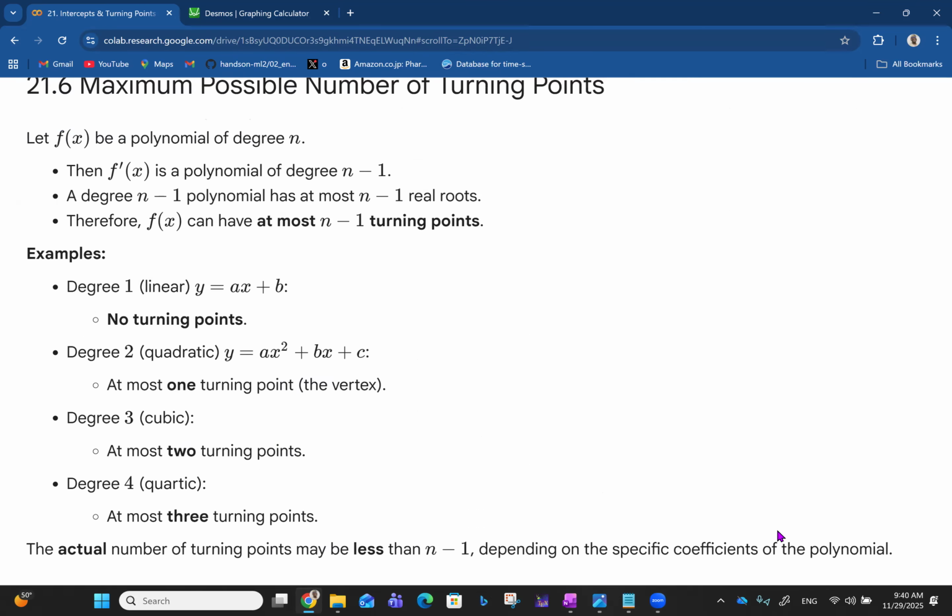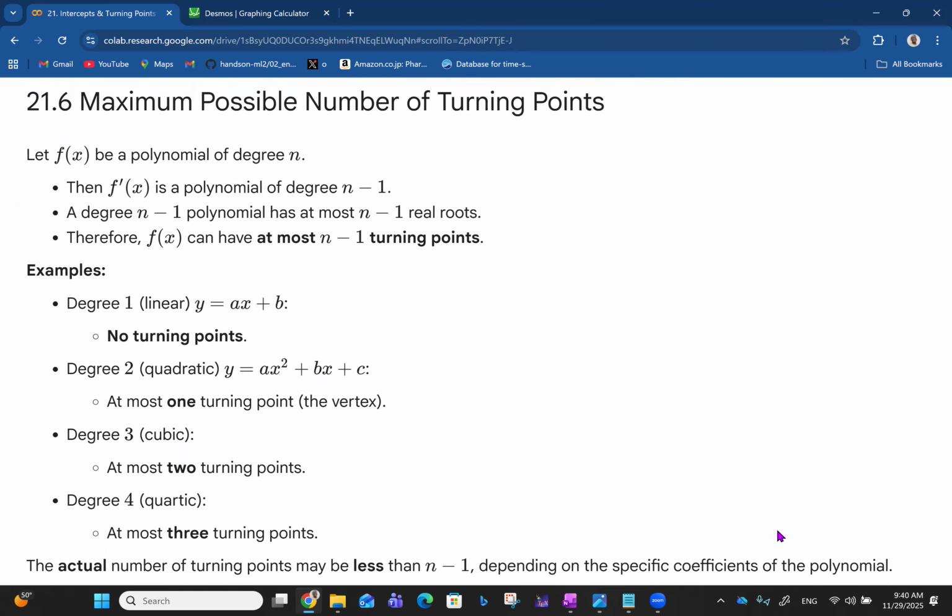Okay, so let's talk about the maximum possible number of turning points. We already know the maximum possible number of roots is equal to the degree of whatever polynomial you're solving. So for a quadratic polynomial, for instance, the maximum number of roots is 2. But for turning points, the case is different. The maximum number of turning points would usually be 1 less than the degree of the polynomial. All right, so let f of x be a polynomial of degree n. Then f prime of x is a polynomial of degree n minus 1.